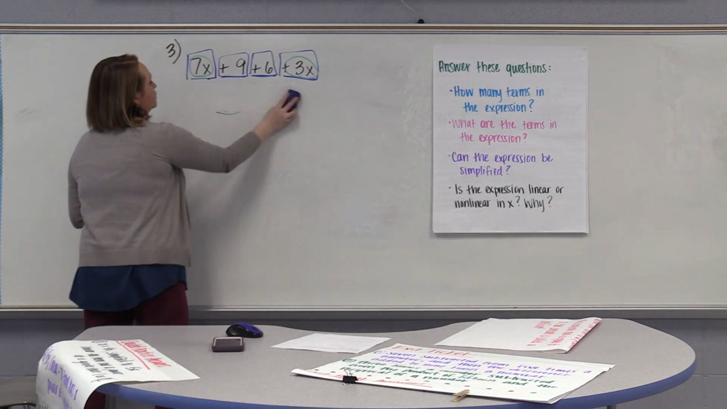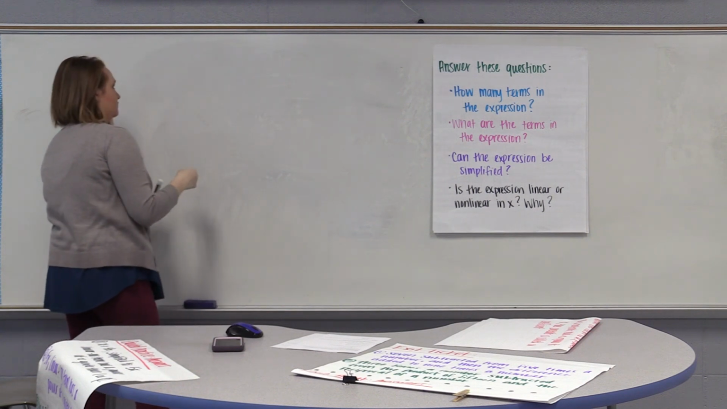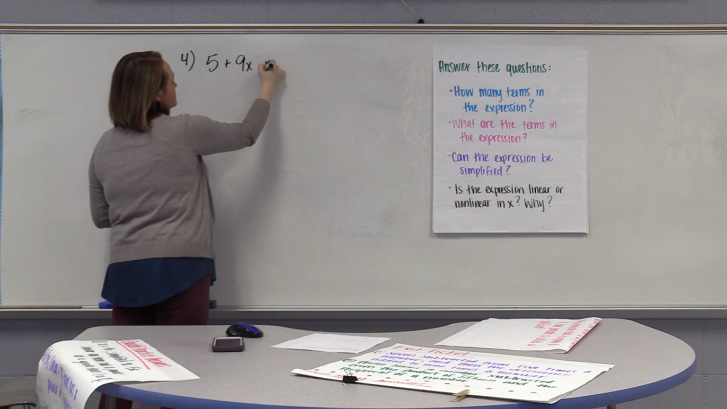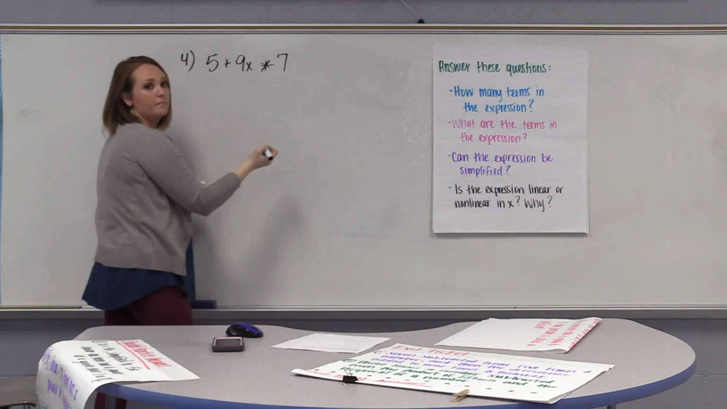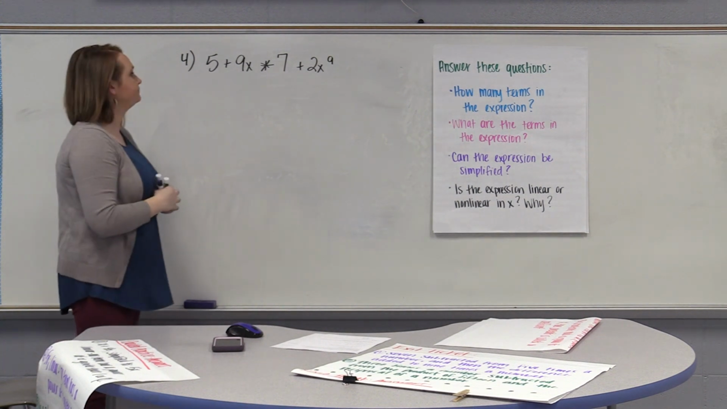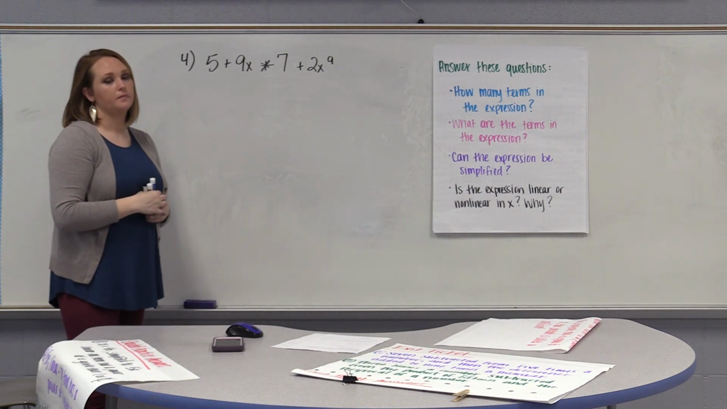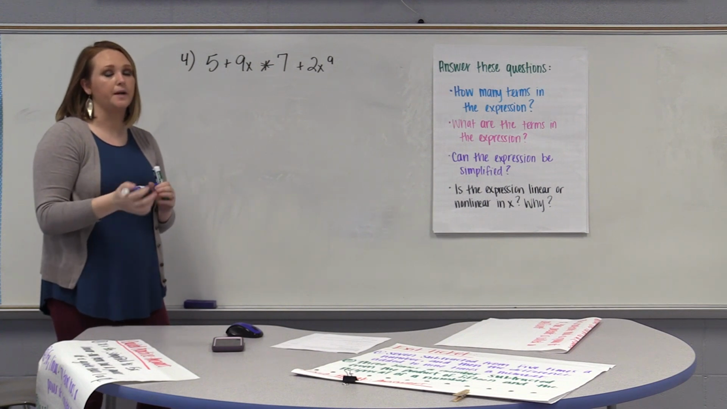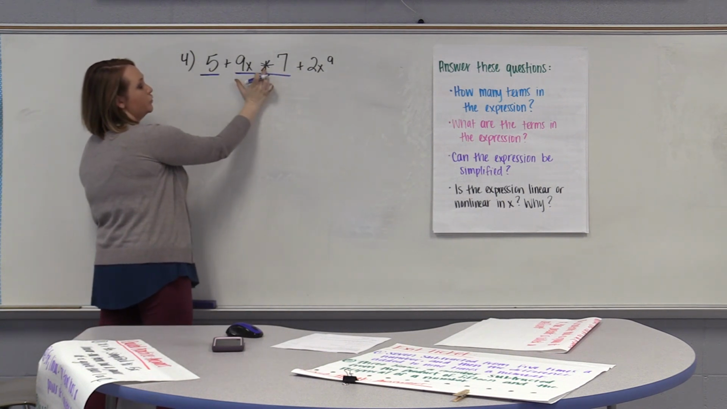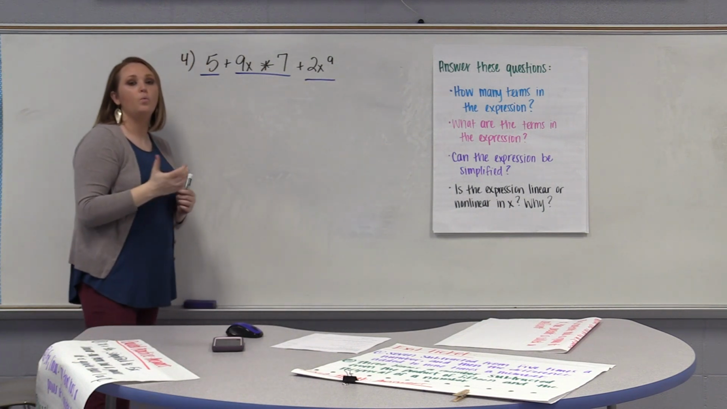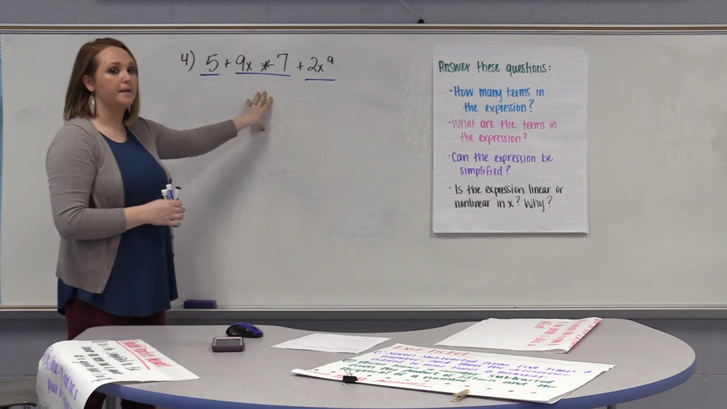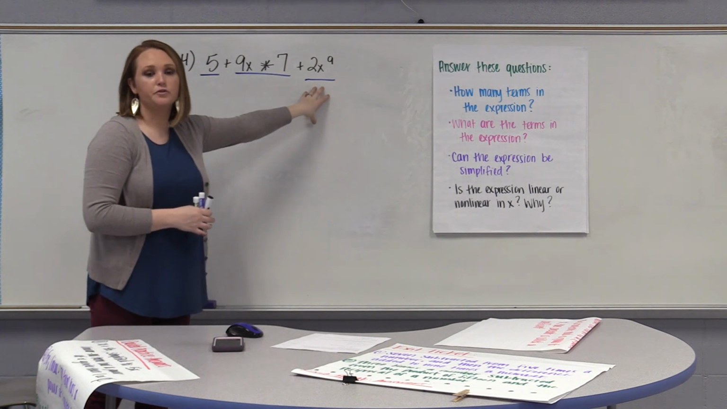All right, let's take a look at example number 4. So we have 5 plus 9x times 7 plus 2x raised to the 9th power. Okay, we're going to go through our series of questions again. How many terms do you see? You should have answered 3 terms. Remember, terms are separated by a plus or a minus sign, an addition or subtraction sign. So I have 1, I have 2, because this is a multiplication symbol, and I have 3 terms. What are the terms in my expression? 5, 9x times 7, and 2x to the 9th power. Those are my 3 terms.